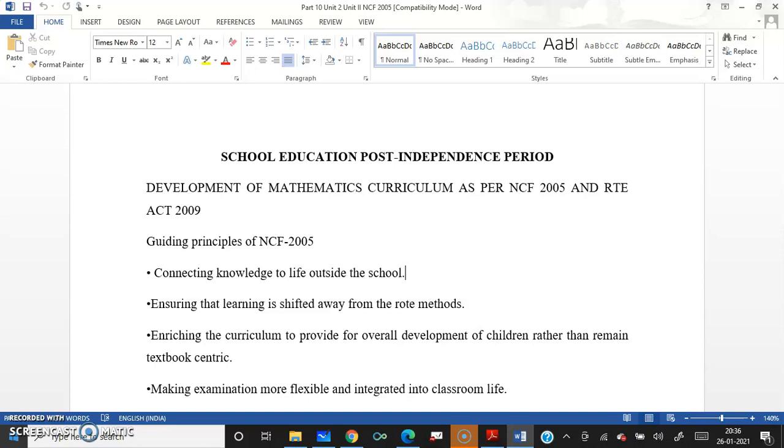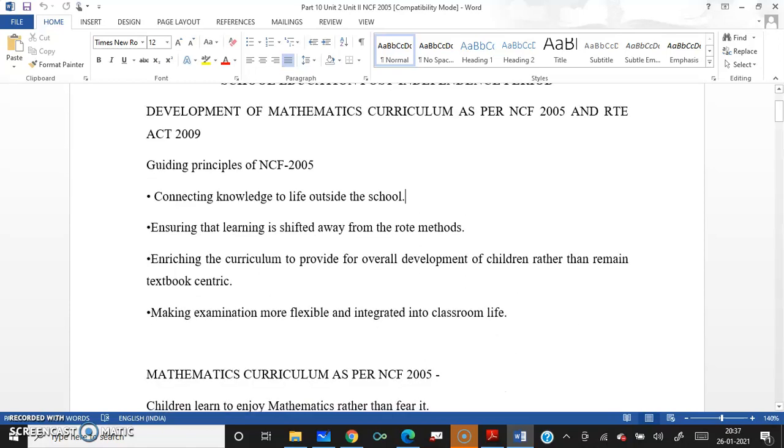Okay, you are going to learn this because you are going to write an assignment on this. What is the first one? It is connecting knowledge to life outside the school. So whatever knowledge the student is gaining in school should be very much related to their day-to-day life. That is the first one.